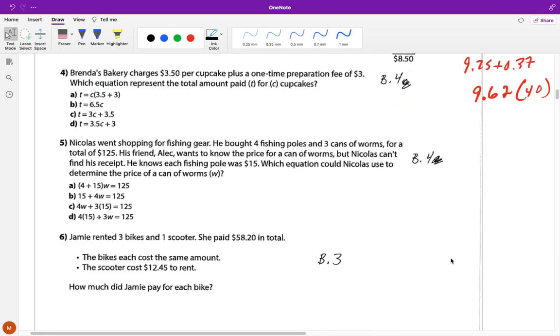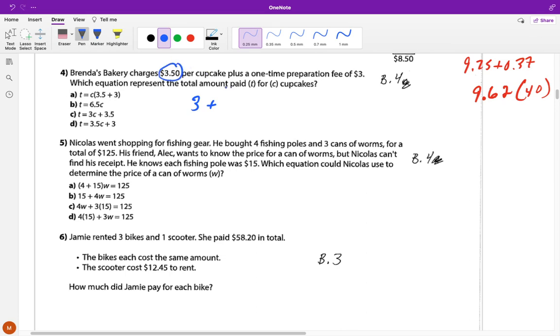All right, so for this next one, Brenda's Bakery charges $3.50 per cupcake plus a one-time preparation fee of $3. Which equation represents the total amount paid for these cupcakes? If she's charging a one-time preparation fee of $3, that doesn't change. No matter what, if you order 1, 2, 3, 4, 5, 6, 7, 8, 9, 10 cupcakes, you're always going to have to pay that $3. But what does change is the $3.50 per cupcake.